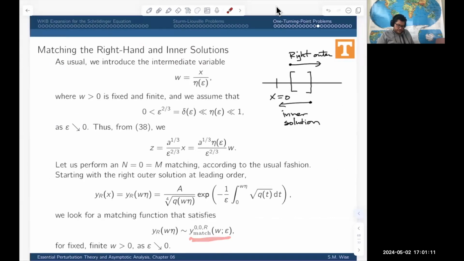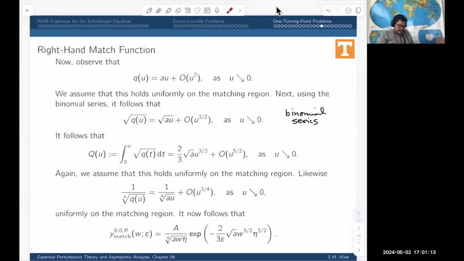That's all I need. This has a single undetermined coefficient. Everything else is given. A is given. W is our intermediate variable. Eta is our scale variable. It's not going to matter what that scale is. Whatever we choose to work will work. And so this is our right-hand matching function.